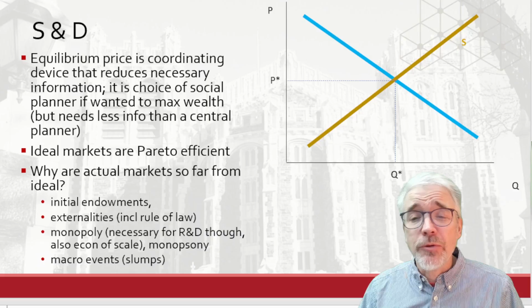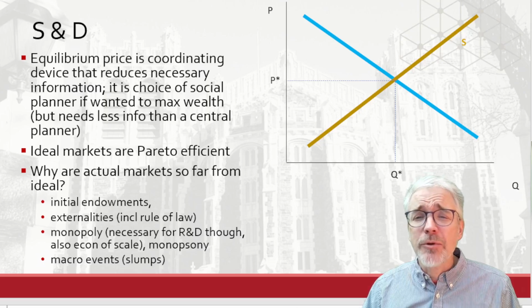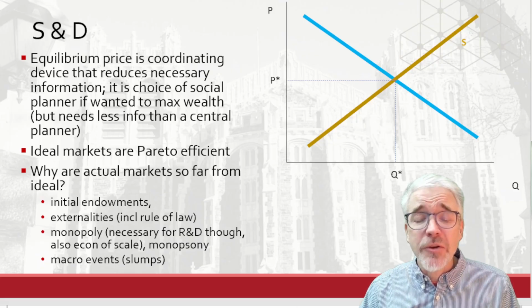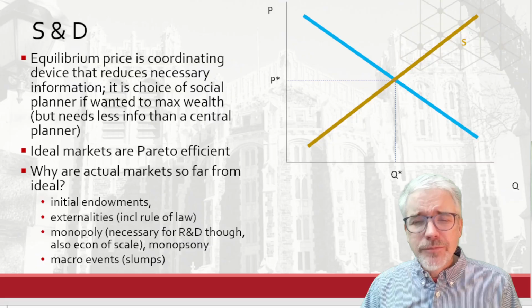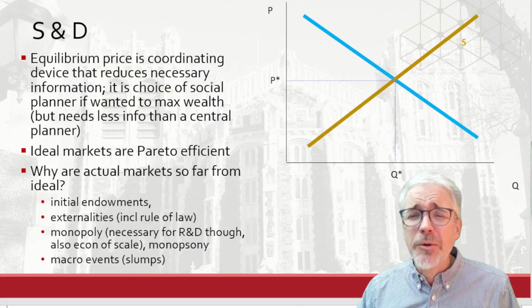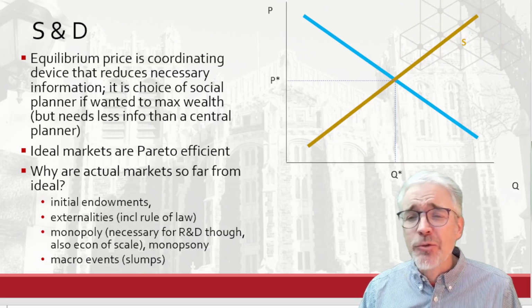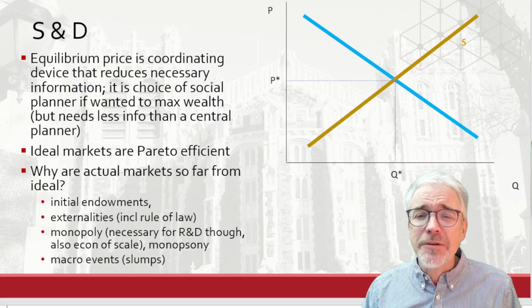A single price reduces the necessary information, however. So much information about relative scarcity of the good and its inputs and how much consumers really want it, it's all bundled into just a single number, the price. Ideal markets are what's called Pareto efficient, meaning the only way to make some group of people better off is to make somebody else worse off. Now, of course, actual real-world markets are not ideal.